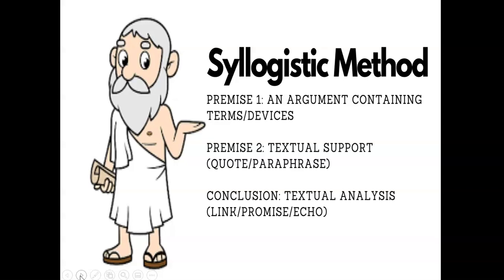Second premise, beginning with the 4th sentence, is the textual support, and it's the teeter-totter balance between the quoting and the paraphrasing. Don't do one far more at the expense of the other. And the conclusion of the body paragraph, and I want to emphasize that, the conclusion of the body paragraph, not the conclusion paragraph of the essay, houses the textual analysis. And it's your links, your promise, your echo.